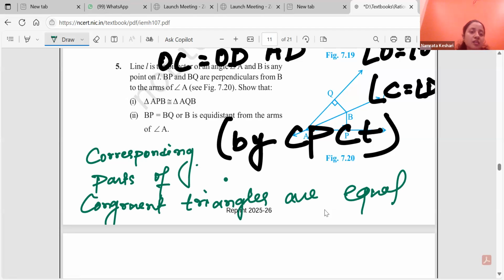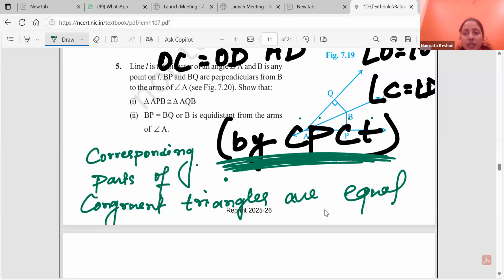But then again, our mathematicians said that rather than writing this much complete statement, you write the shorter form, by CPCT. That means corresponding part of congruent triangle. Getting it? Yes, ma'am.